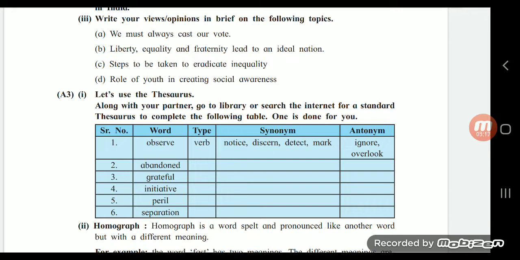Abandon, grateful, initiative, peril, separation. Abandon is to leave behind, or neglect. That is a verb. Grateful, thankful. Then initiative, any new action. Peril is a word that had come in our chapter. The meaning of that is danger. And separation is split, or keeping apart, or moving apart. Search for this, and you'll easily get all the information: type, synonym, and antonym.